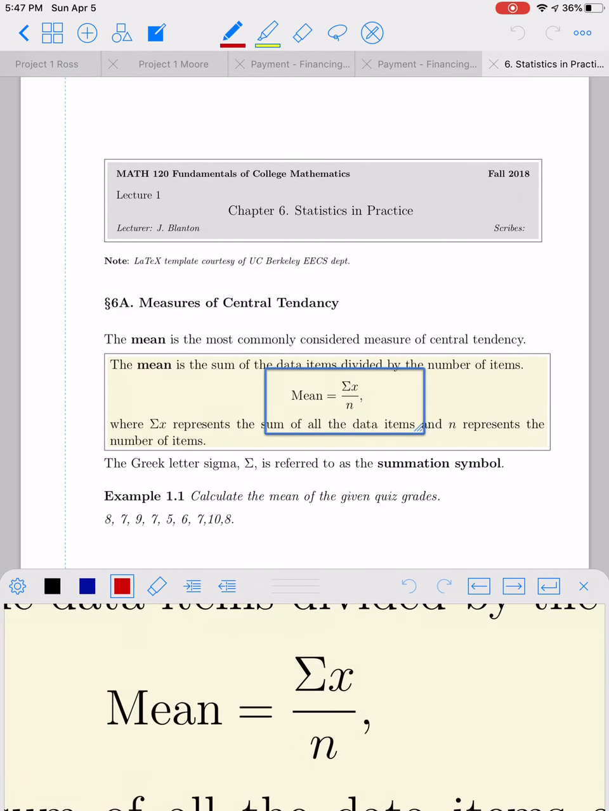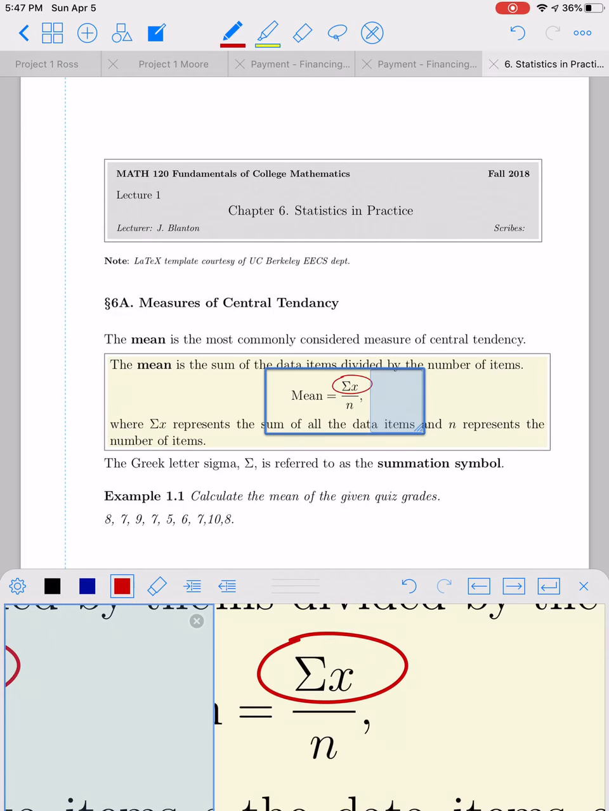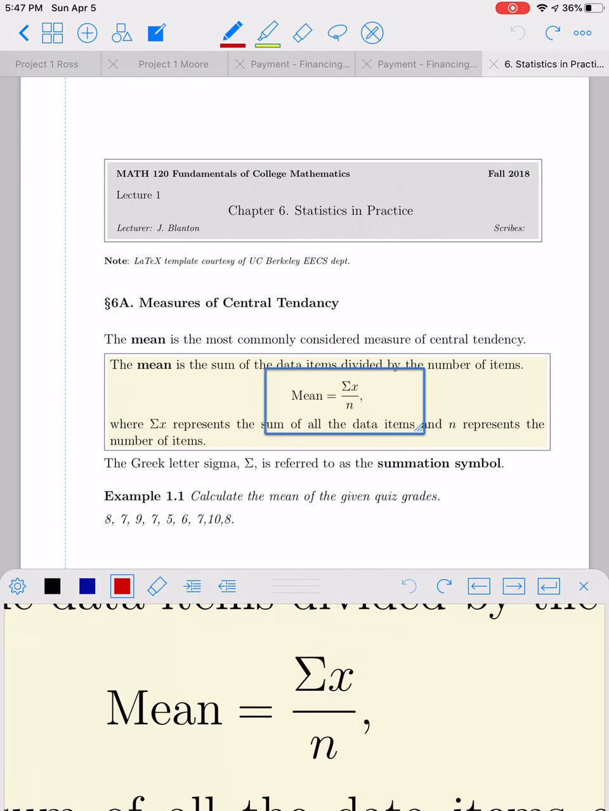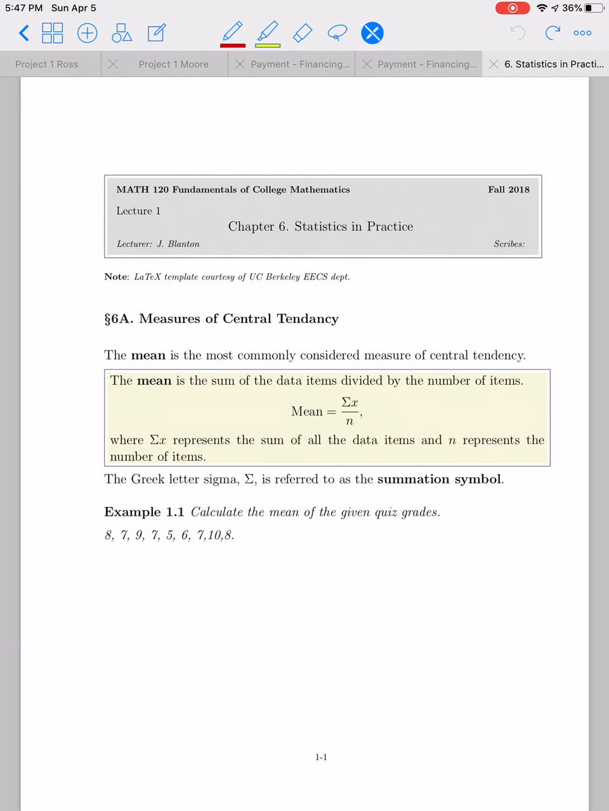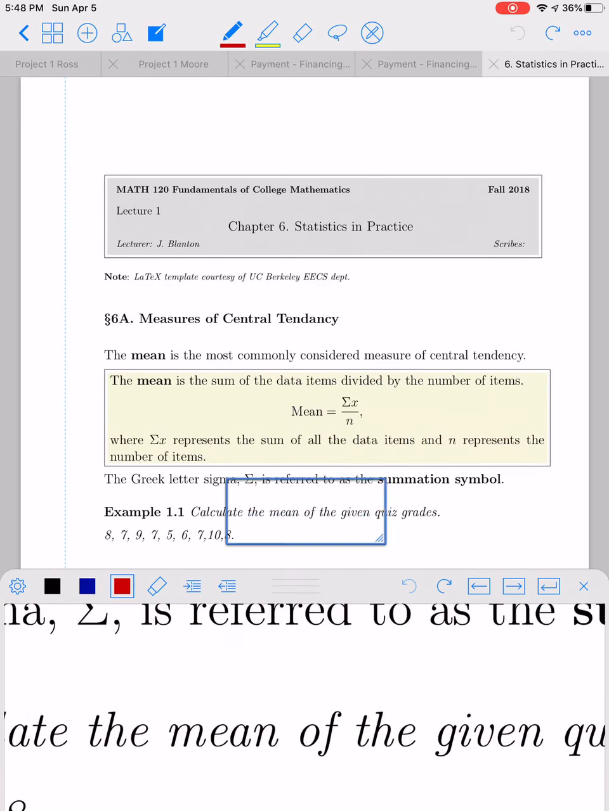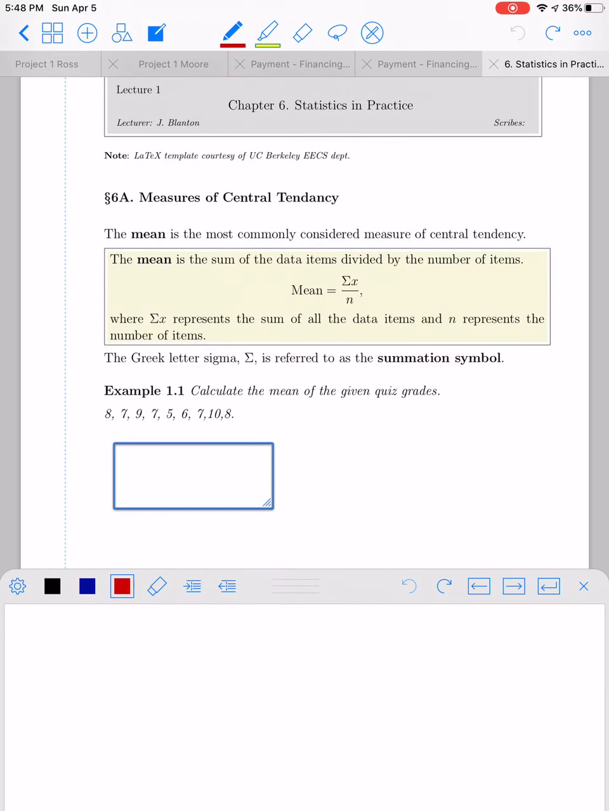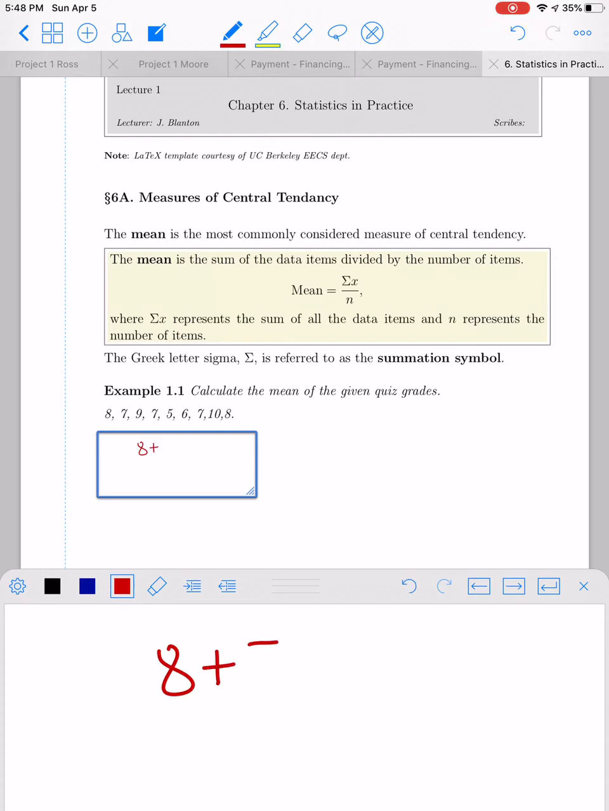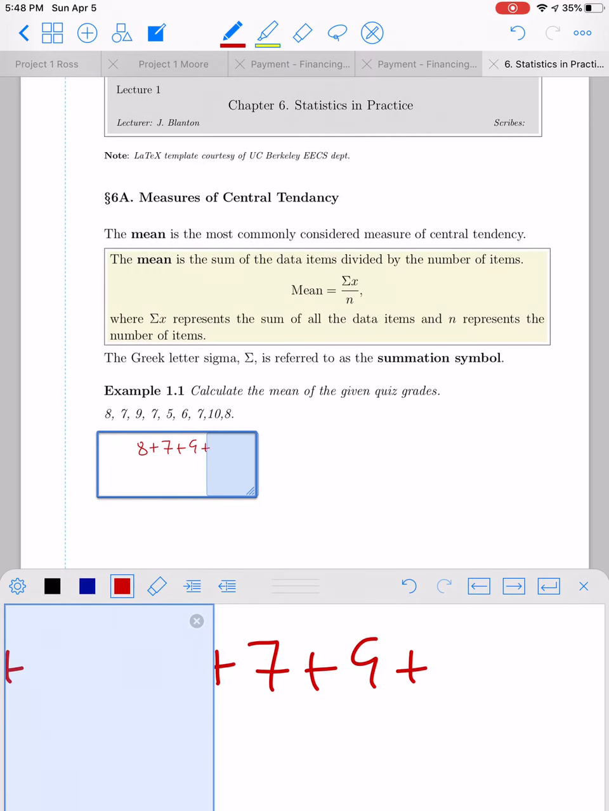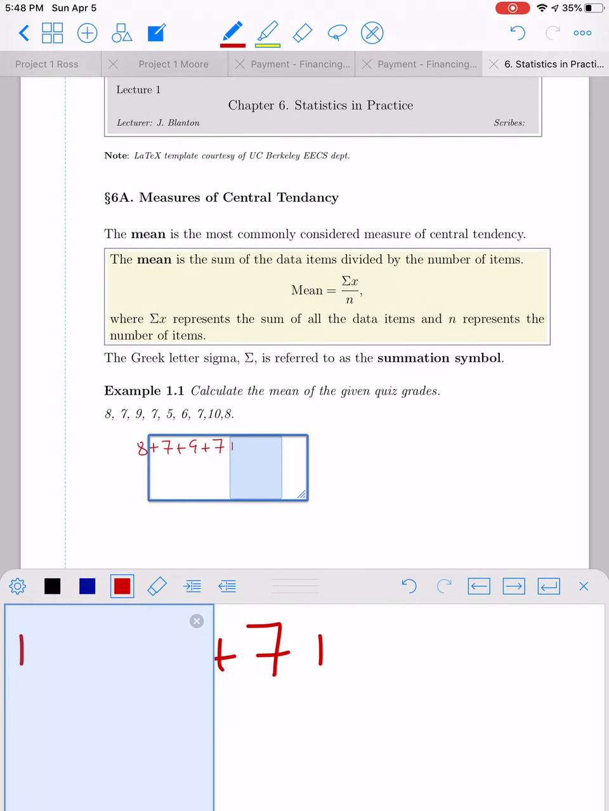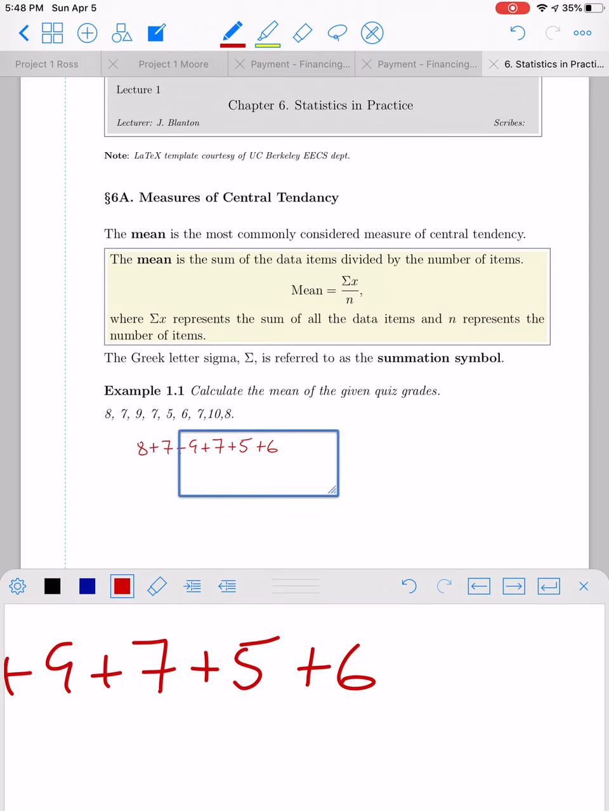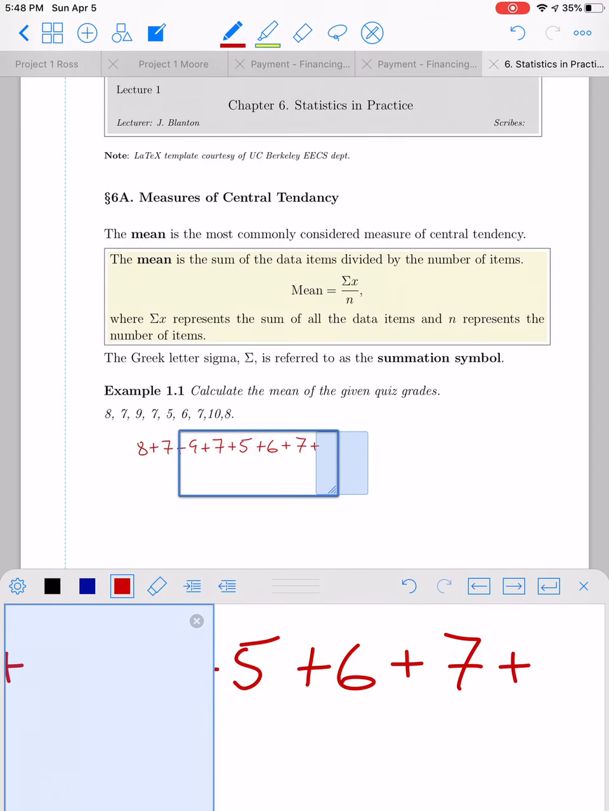One thing we should note is we're going to see this sigma notation show up a little bit in this section. So sigma just means sum up all the values on the list, essentially. Sigma is the summation symbol. So when we see that, we'll know to add things up. Anyway, to calculate the mean of the data given in the list below, we just add everything up. Here we have 8 plus 7 plus 9 plus 7 plus 5, 6, 7, 10, and 8.